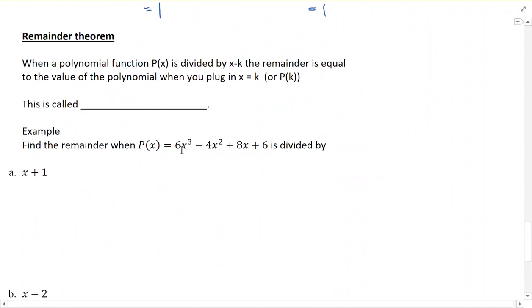When a polynomial function p(x) is divided by x minus k, the remainder is equal to the value of the polynomial when you plug in x equals k. And this is called the remainder theorem.